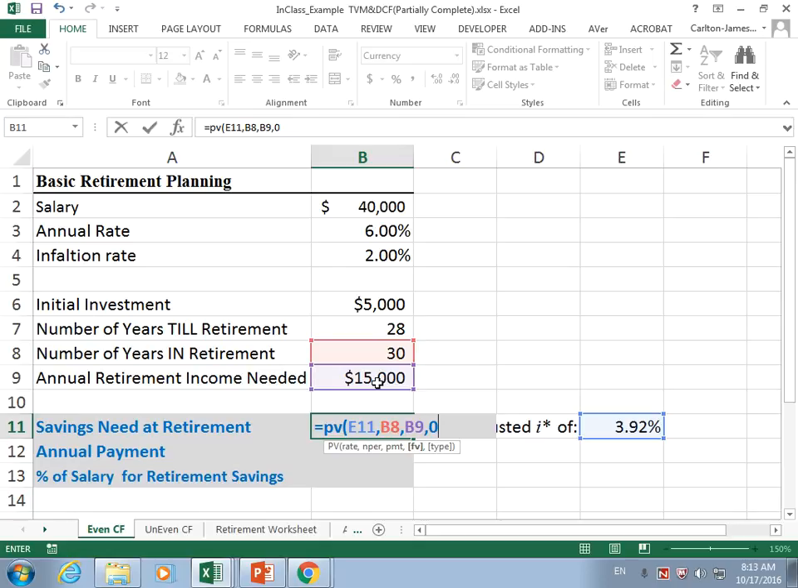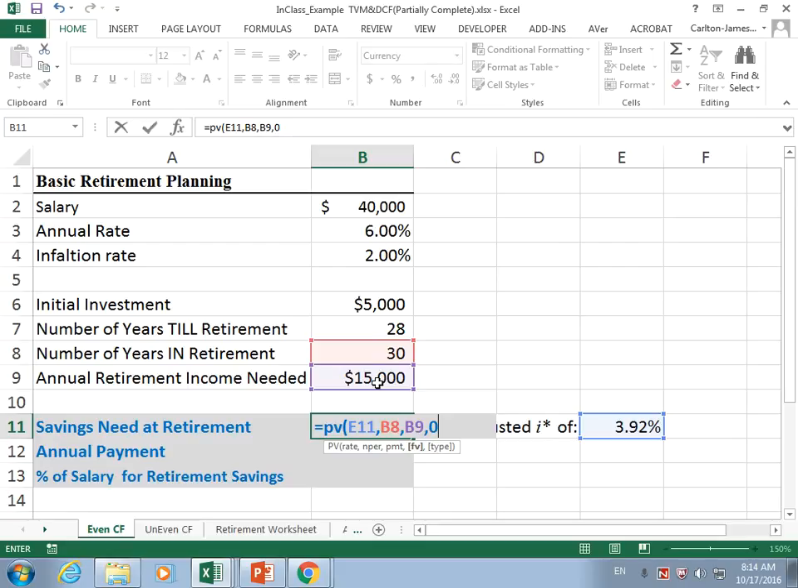Okay, so. Now this type that's here becomes important because, as Clay pointed out, if this is type 0, then we have to make a further adjustment here. If it's type 1, then we're done. Type 0, type 1 means: do you take out your retirement income at the beginning of the year, or at the end of the year?